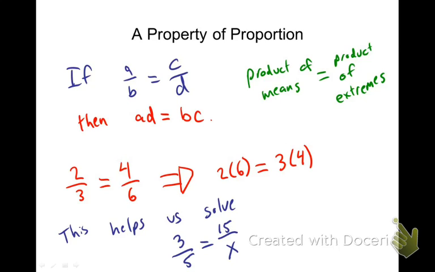So when solving 3/5 is equal to 15 over x, we're going to cross multiply. So 3x equals 75, divide both sides by 3, and x equals 25. So again, a lot easier to solve these proportions because you're getting rid of that fraction by cross multiplying.